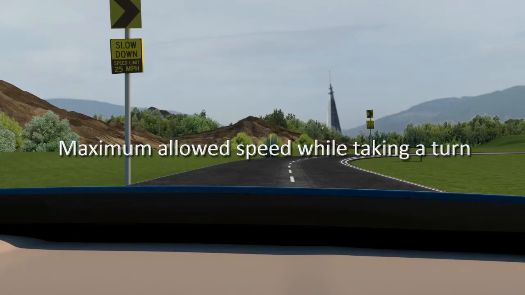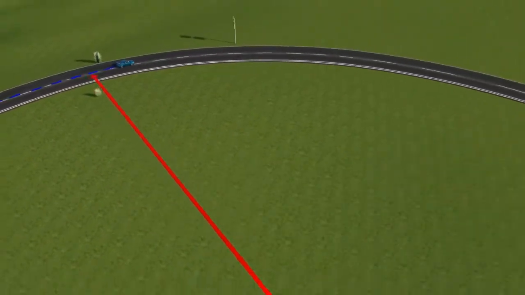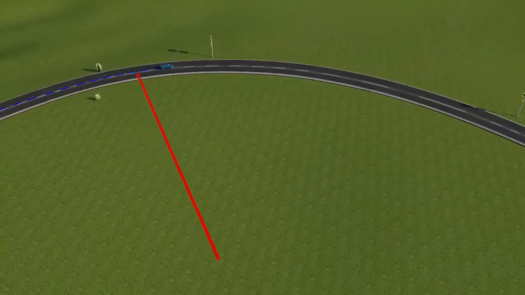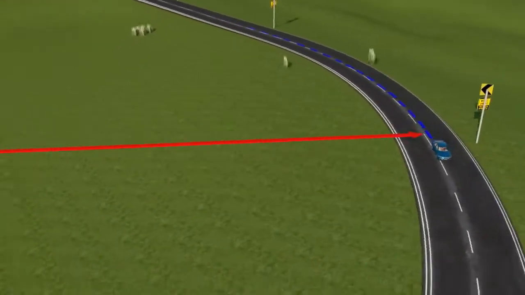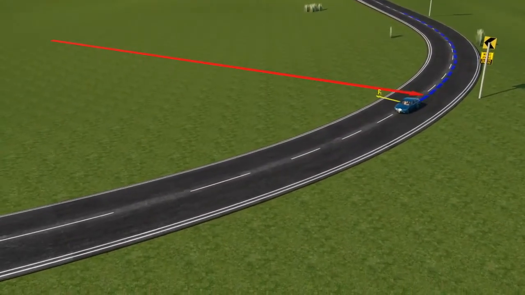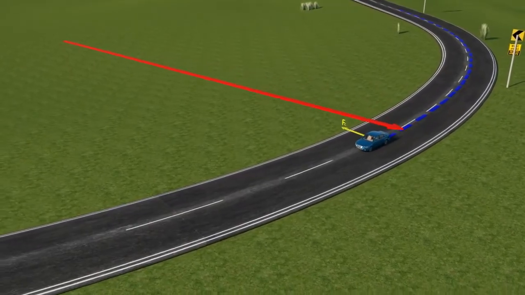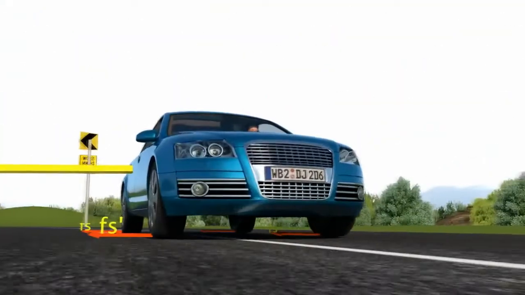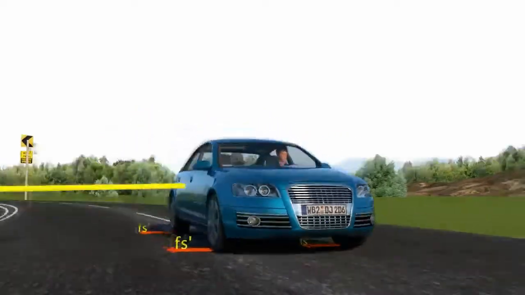speed while taking a turn. When a car takes a turn, each curvilinear section of the turn can be approximated to be an arc of a circle with a certain radius. A centripetal force must act towards the center of the arc to enable the vehicle to move along it. This centripetal force is provided by the static friction of the surface the car is moving on.